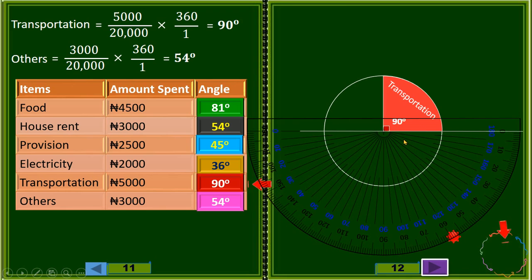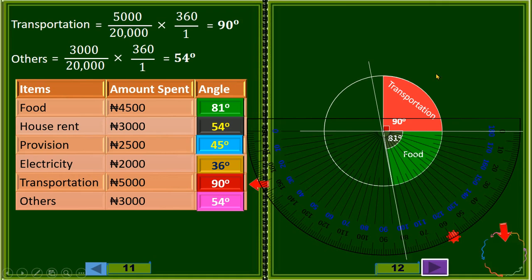Then we'll put our protractor to measure for the next angle. That gives us the angle of 81. Follow this. Again, 10, 20, 30, 40, 50, 60, 70, 80, then 81. This line represents the angle for 81. We're going to fill that angle. That gives us the sector for food, while this one is the sector for transportation.